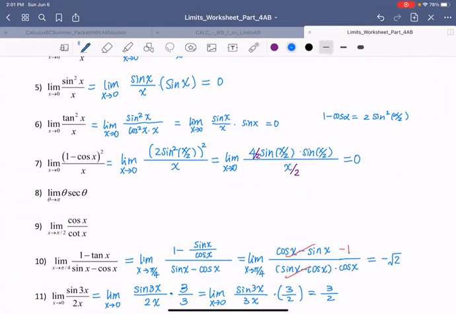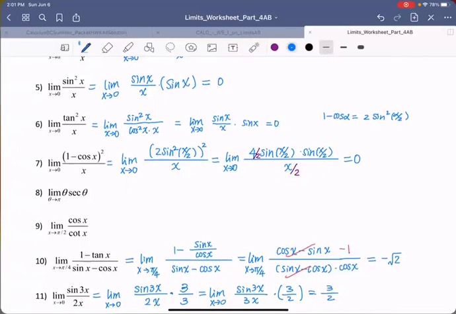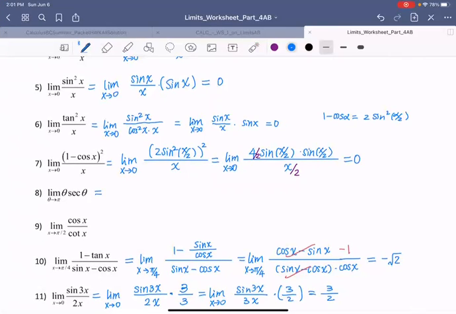Let's do number 8 together. Who is secant theta? It should be pi there, if you plug in pi. How much is secant pi? Secant is which function's reciprocal? Cosine. Very good. 1 over cosine pi. How much is cosine pi? Should be -1. Very good.